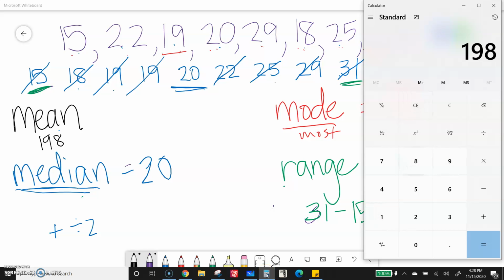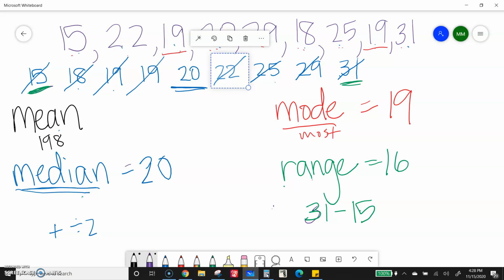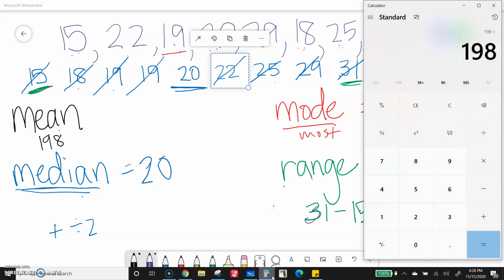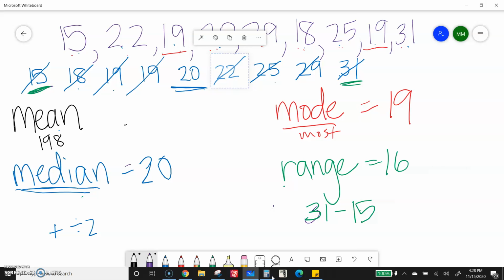All right, 198 divided by, what do I divide by? How many numbers there are. 1, 2, 3, 4, 5, 6, 7, 8, 9 numbers. So I can see I had that divided by 9. 22. 22 is my mean. Now for this one, all of my 4 numbers ended up being different.